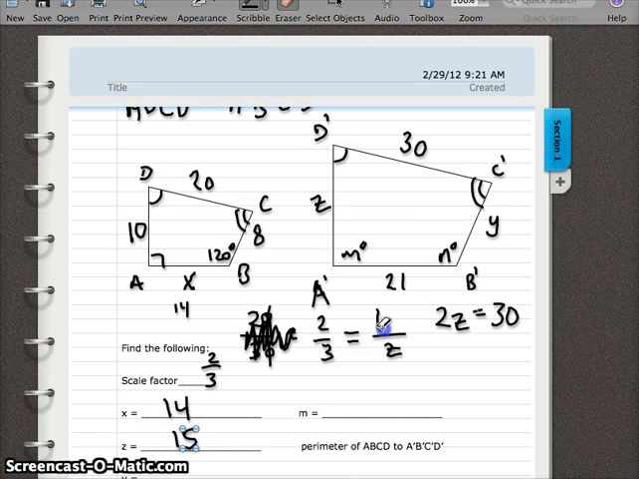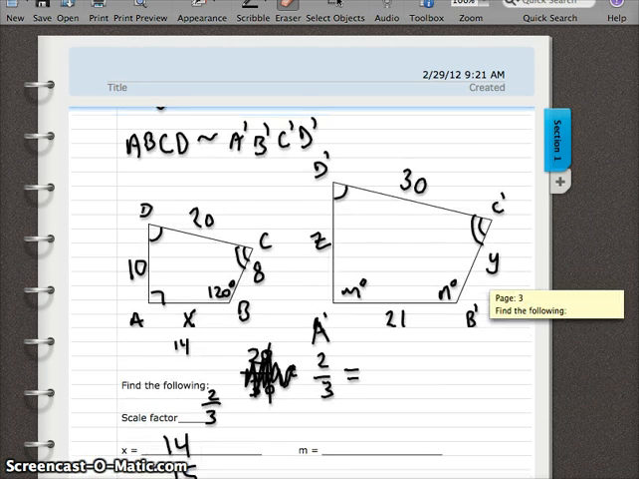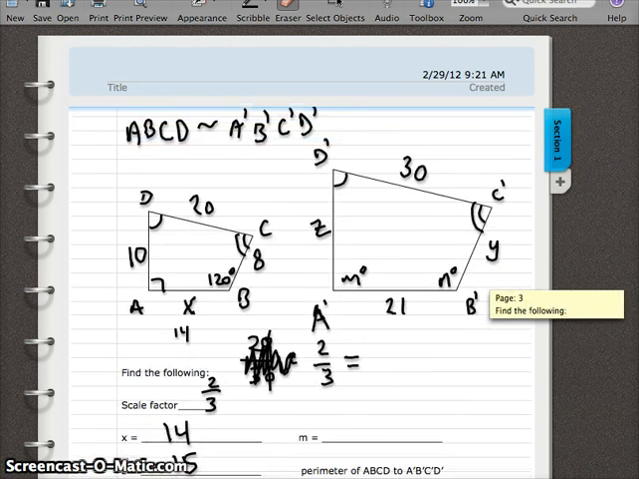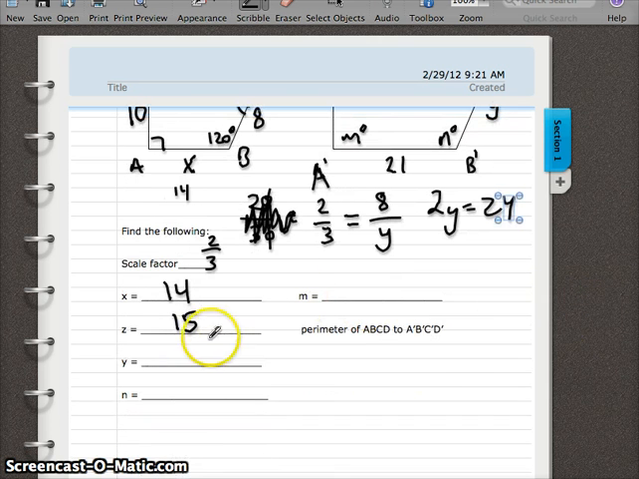Okay. Again, use your scale factor. Set up the next ratio for the last missing side. So we need to find y now. So 2/3 equals, same ratio is going to equal whatever this is. So left to right, 8 over y. 2y equals 24. And y must be 12.